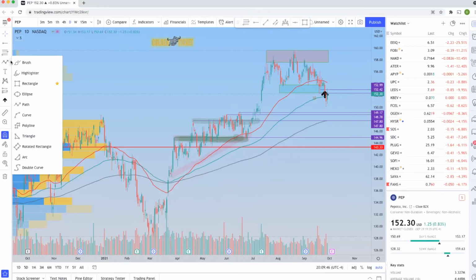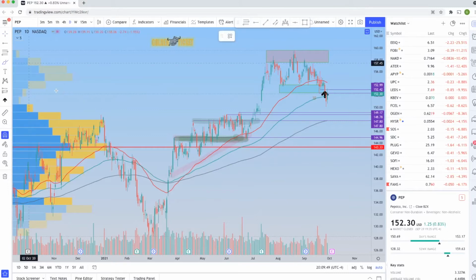What I'm doing now is going to be very basic. I don't want to go too much into details, but roughly, if you're on Pepsi on the daily time frame, you know right away, do you see the gap here, right here? That's a massive volume gap.